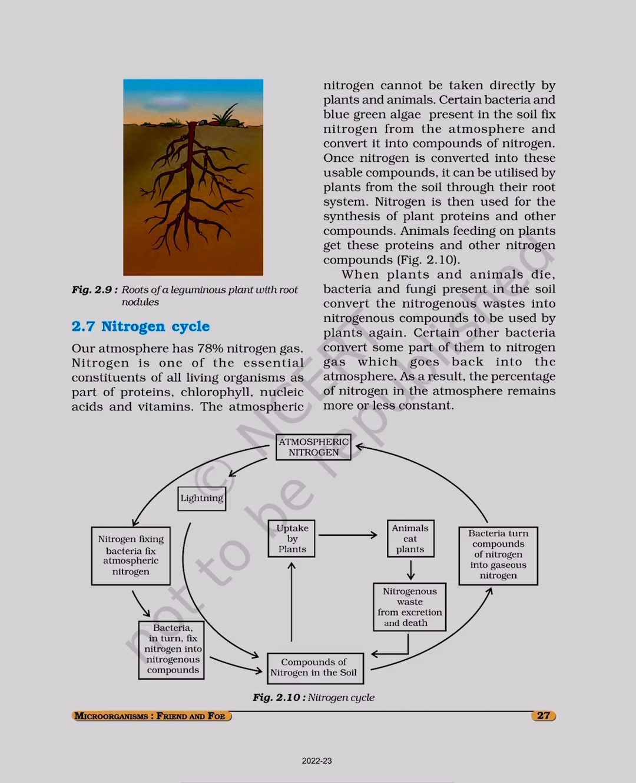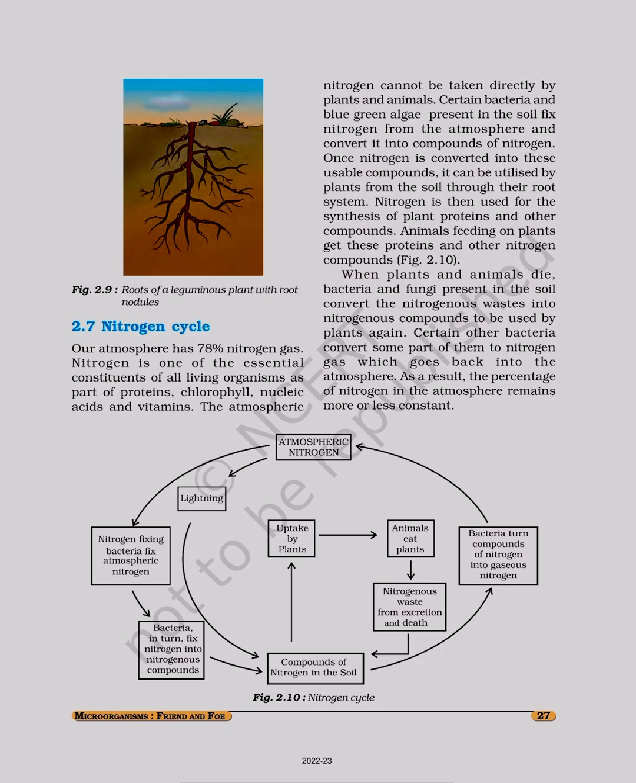Figure 2.10. When plants and animals die, bacteria and fungi present in the soil convert the nitrogenous waste into nitrogenous compounds to be used by plants again. Certain other bacteria convert some part of them to nitrogen gas, which goes back into the atmosphere. As a result, the percentage of nitrogen in the atmosphere remains more or less constant.